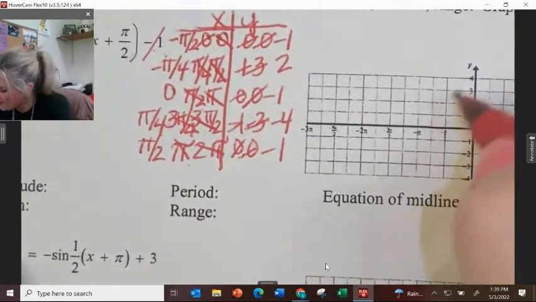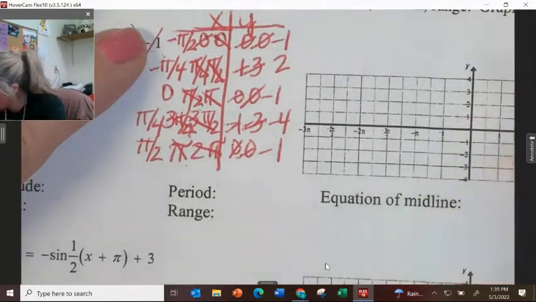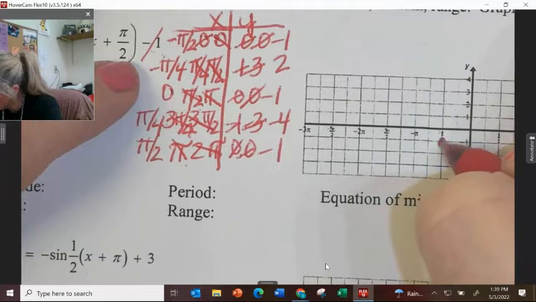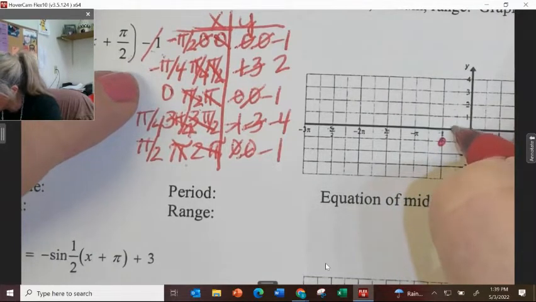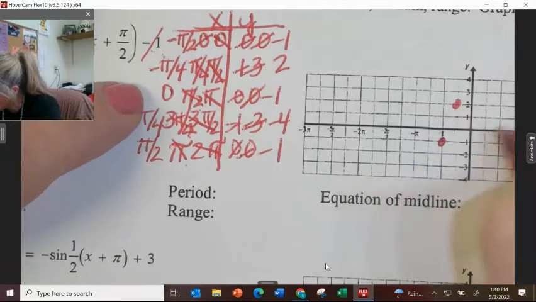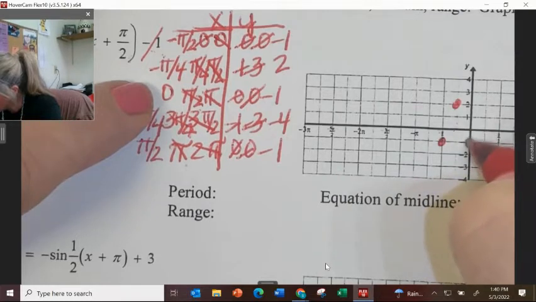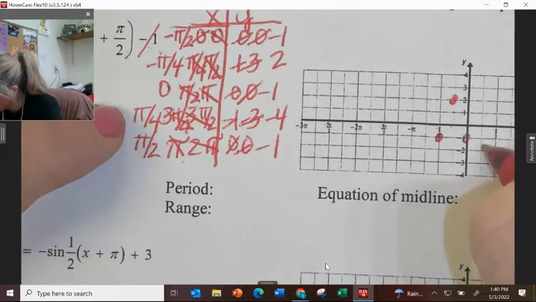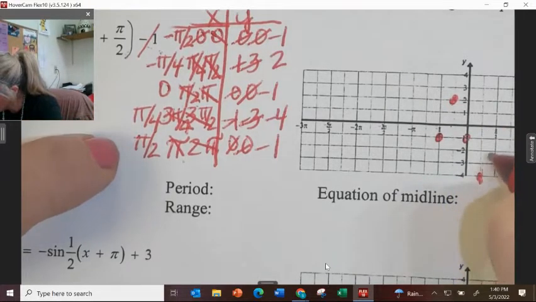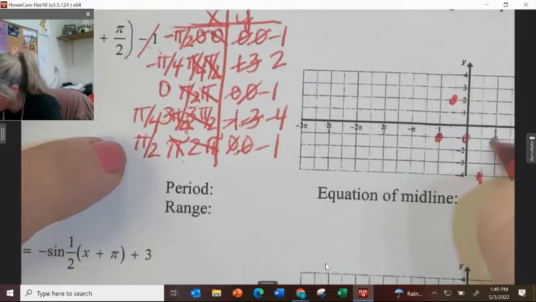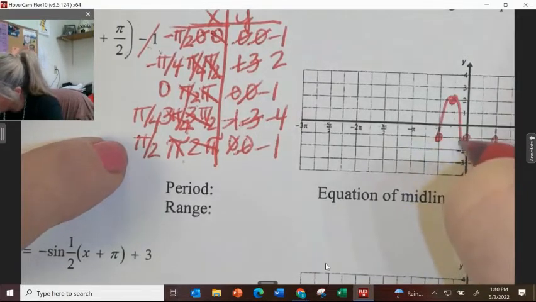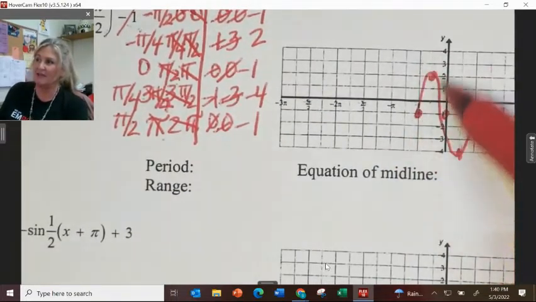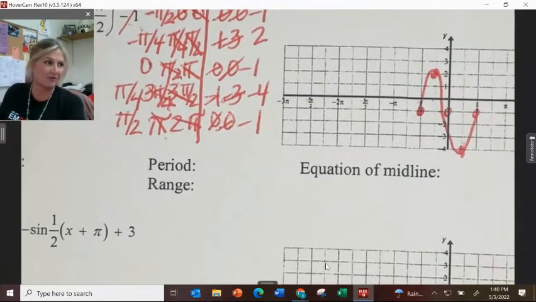All right, so my graph is going to start at negative pi over 2, which is right here. I'm going to go down 1. At negative pi over 4, I'm going to be at 2. At 0, I'm going to be at negative 1. At pi over 4, I'm going to be at negative 4. And at pi over 2, I'm going to be at negative 1. And we're just going to graph one period. So this graph would keep repeating itself over and over and over.